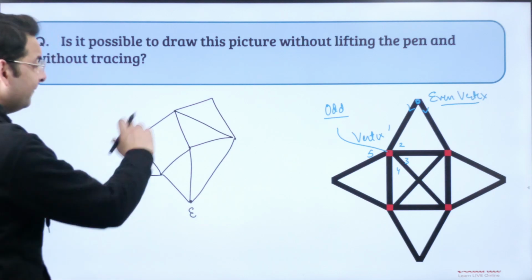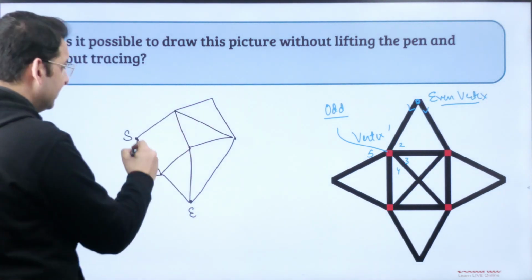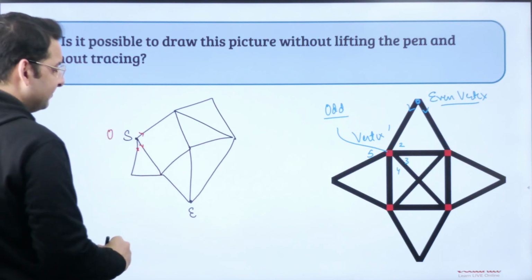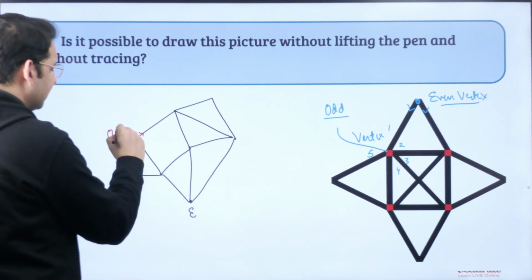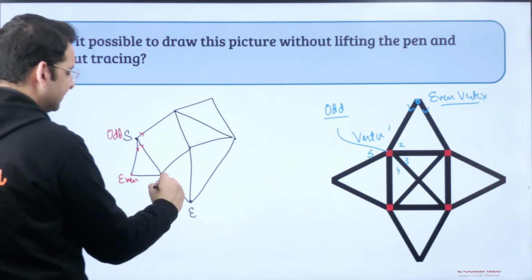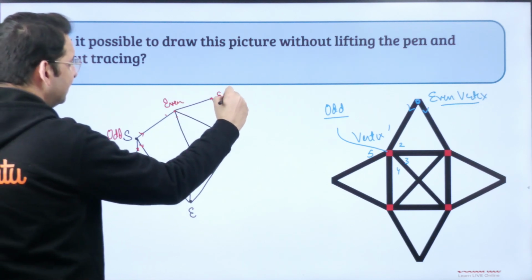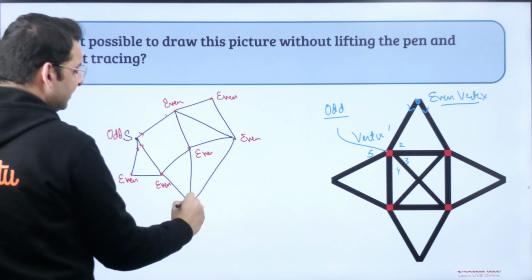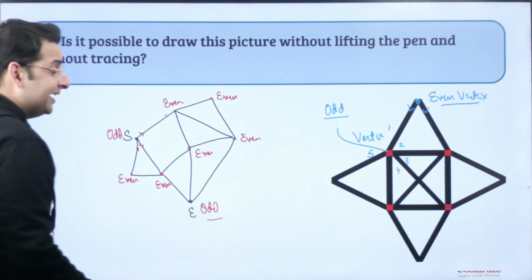Right. So of course there are a lot of nodes which have been created, and let us see whether all these nodes are even or odd. So this node, which was the starting point, has odd. So this is an odd vertex. This is even vertex. This is 1, 2, 3, 4 even vertex. 1, 2, 3, 4 even vertex. Even vertex. 1, 2, 3, 4 even vertex. Even vertex. Ending point, this was the ending point. This is odd again.